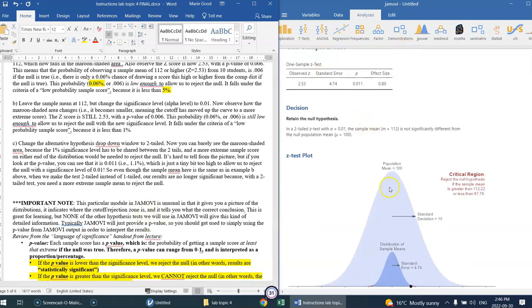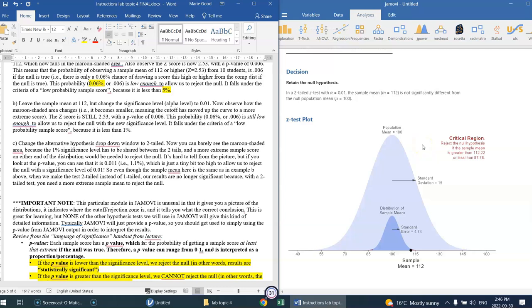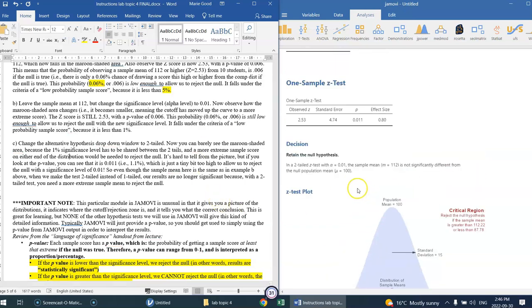And essentially, with a two-tailed test, you need a more extreme score on either side of the curve than you do with a one-tailed test. So to know what the correct conclusion is to this hypothesis test, you're going to look at the p-value. P-value here now is 0.011. That's actually just a tiny bit higher than our significance level, right? Our significance level is 0.01. Our p-value is 0.011. So actually, we are not going to be able to reject the null here.